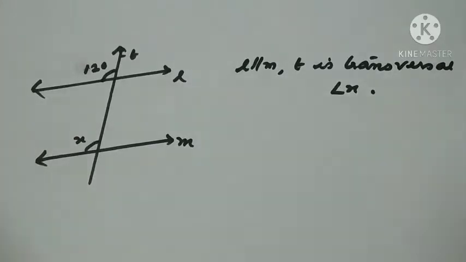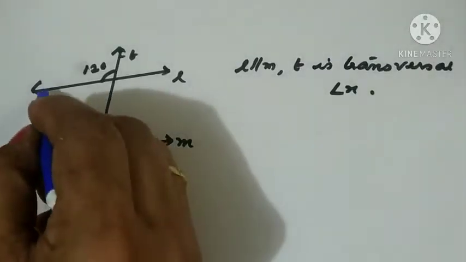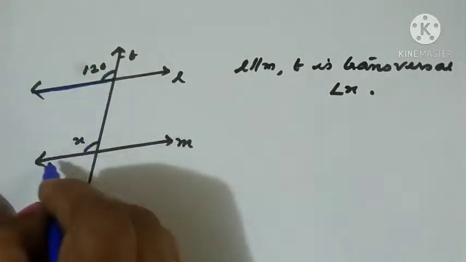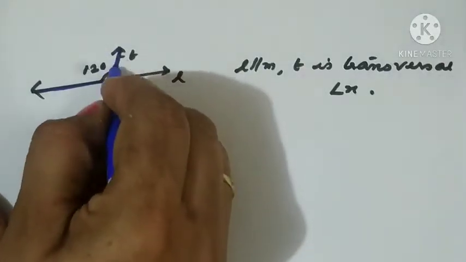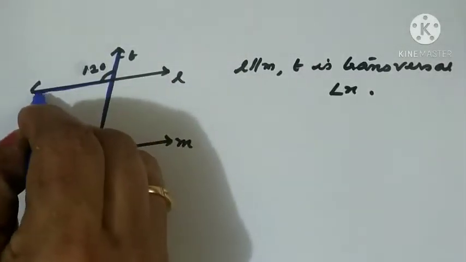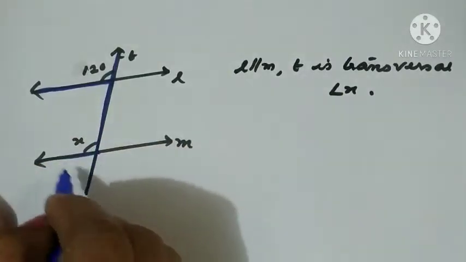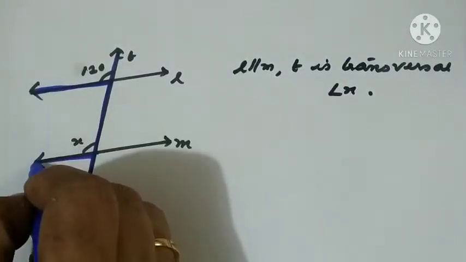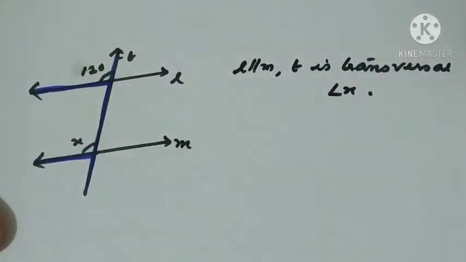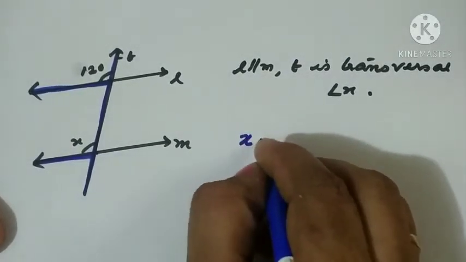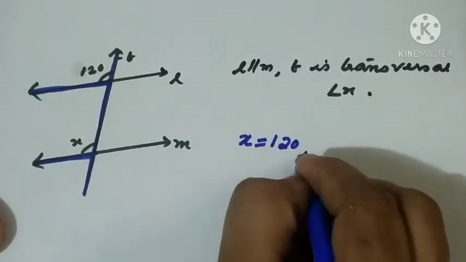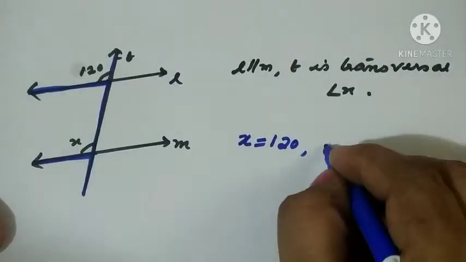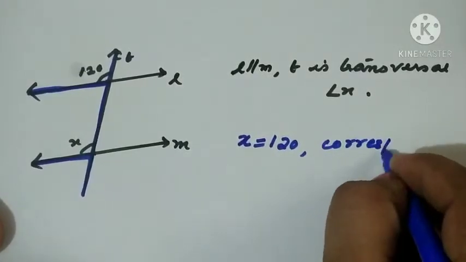Next question: L parallel to M, T is the transversal, find X. See the diagram, you can understand that 120 and X are corresponding angles. 120 is above the line and X is also above the line, and both are on the same side of the transversal. If you check the shape, it is almost similar to a reverse F, right? Here are the two lines and this is the main line. So we can say that 120 and X are corresponding angles. X equal to 120, corresponding angles are equal.